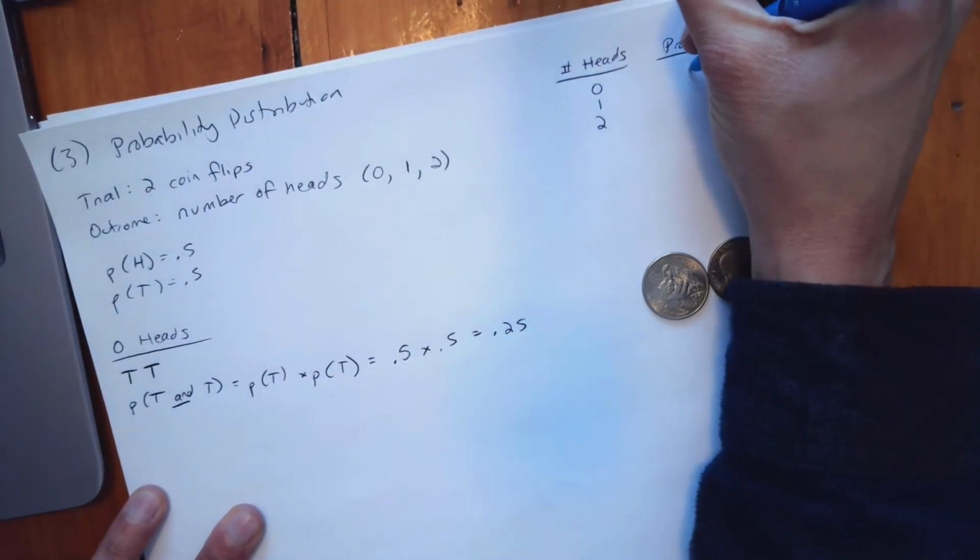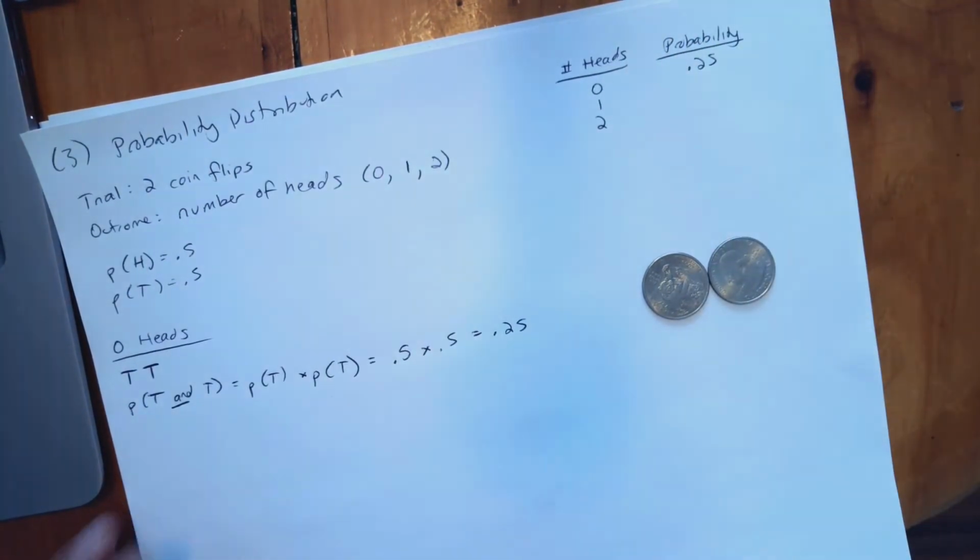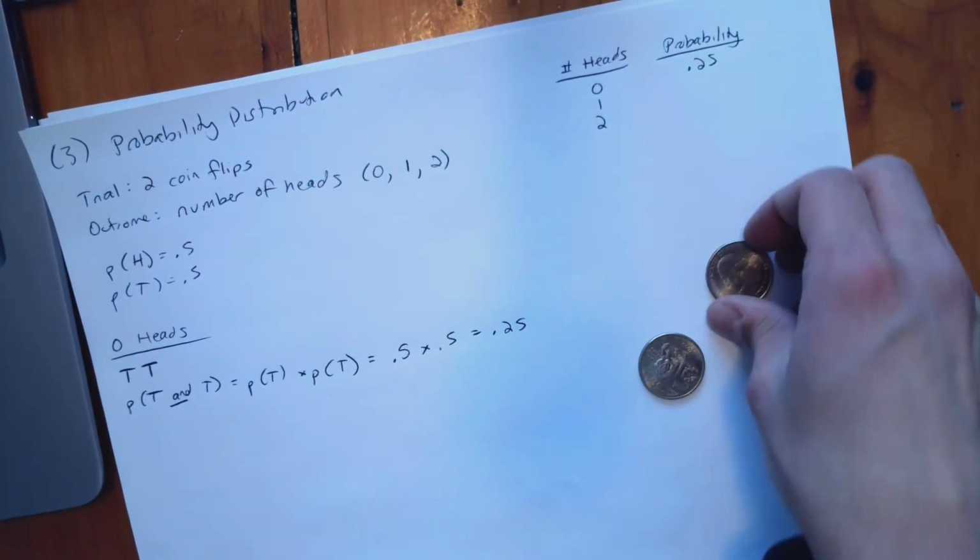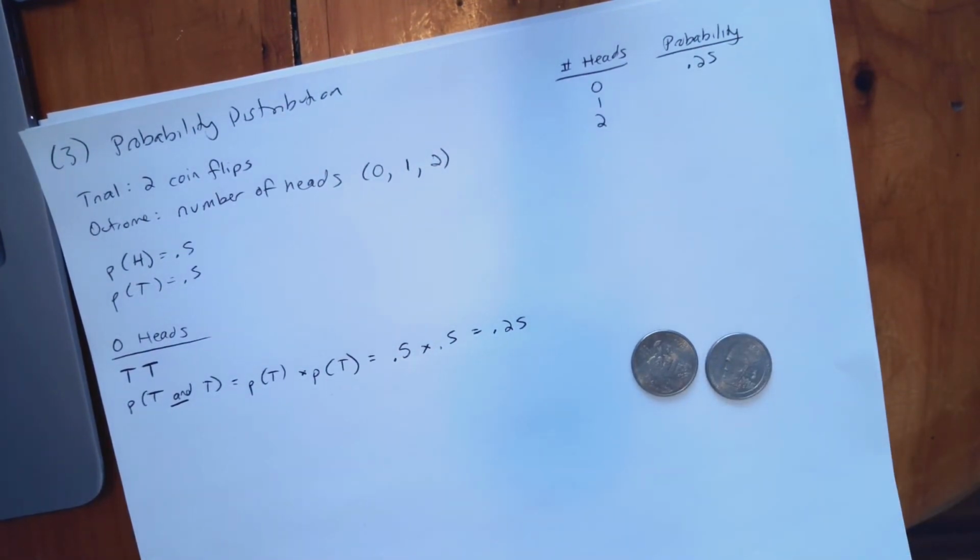In other words, we can fill in 0.25 here into our probability distribution. Because if we're flipping two coins, the only way to get 0 heads is to get tails and then tails. And we've established now that the probability of getting tails and then tails is 0.25.